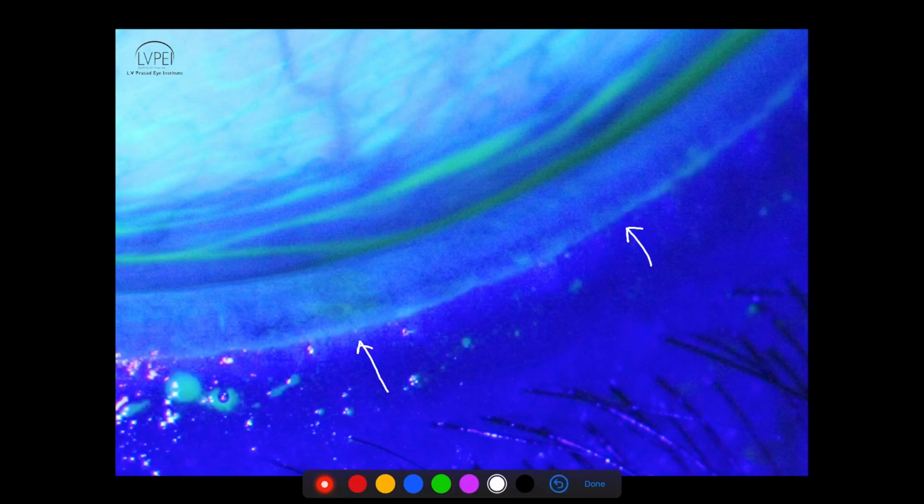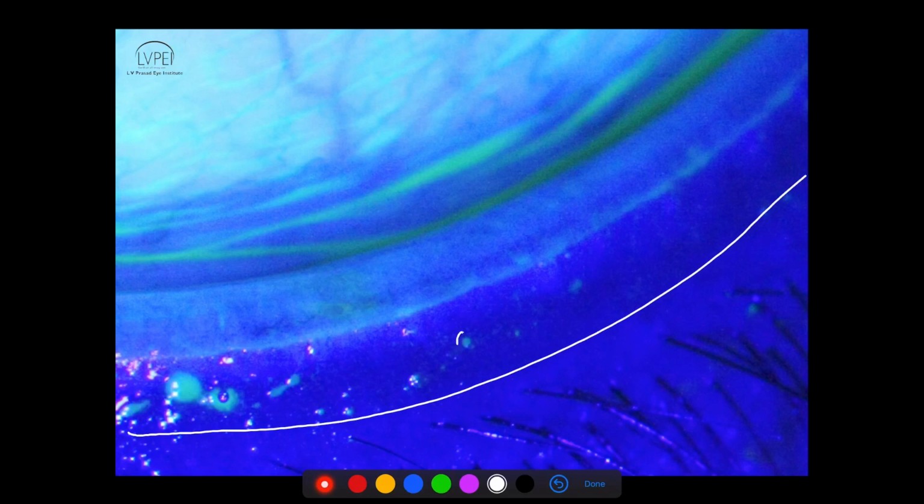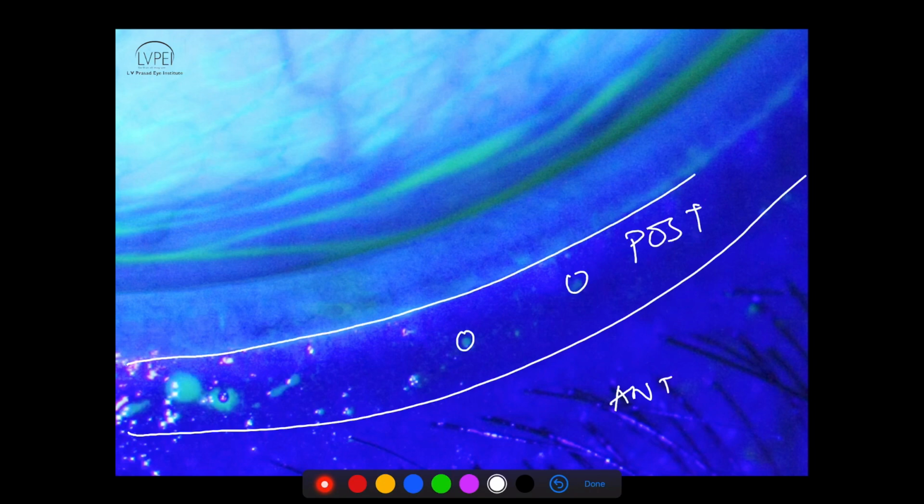So this is the mucocutaneous junction. Again, just to reiterate, it is very, very distinct from the gray line. The gray line is somewhere over here. You can see the meibomian gland orifices here, and you can see the eyelashes here. So this is anterior lamella, this is posterior lamella, and the gray line is somewhere in between them. But the mucocutaneous junction is just posterior to the meibomian gland orifices.